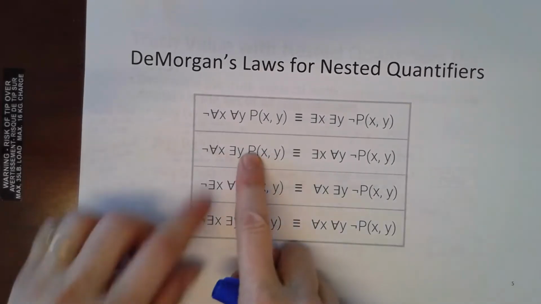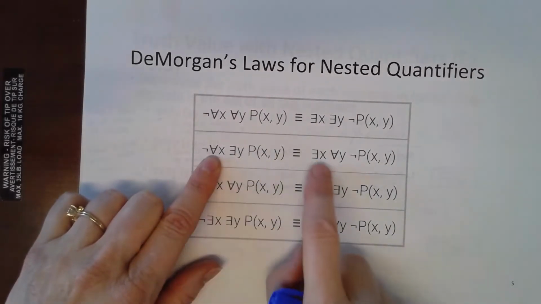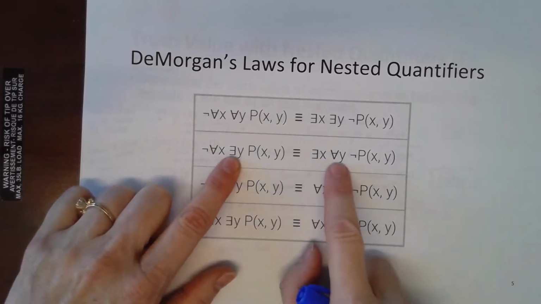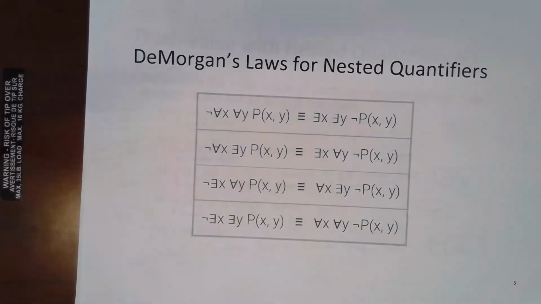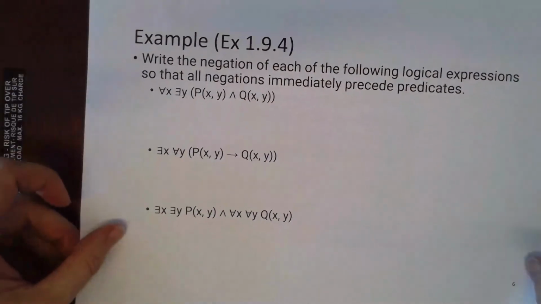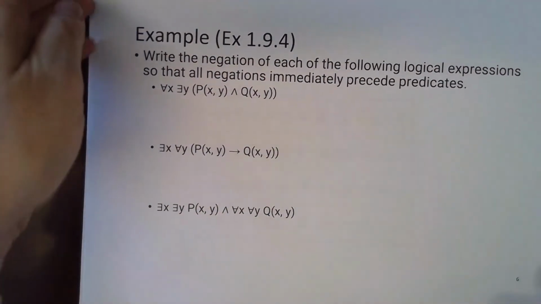So when I move it past two universals, they both turn into existential. Notice when I moved it past here, the universal changed to existential, the existential changed to universal. So you've got lots of options there, but it's going to change every single quantifier from one to the other that it moves past. Okay, so that's fairly straightforward. That's just for De Morgan. That should make sense. So let's practice using it.